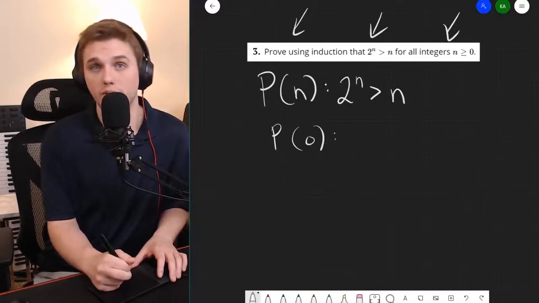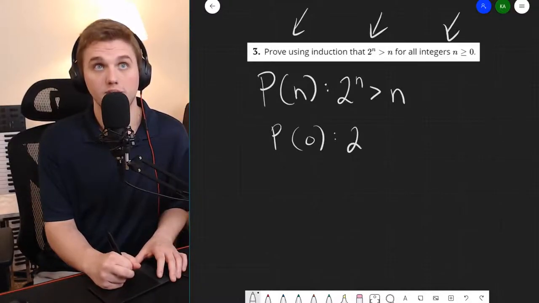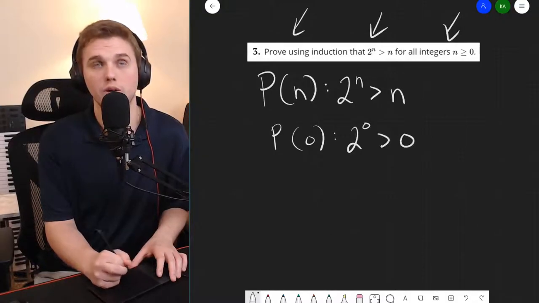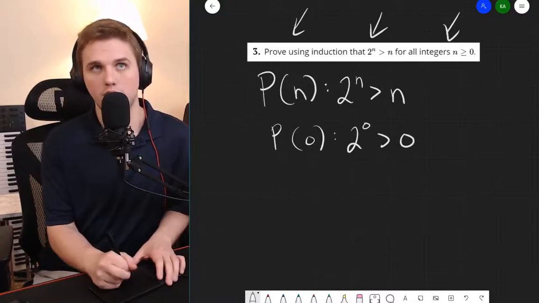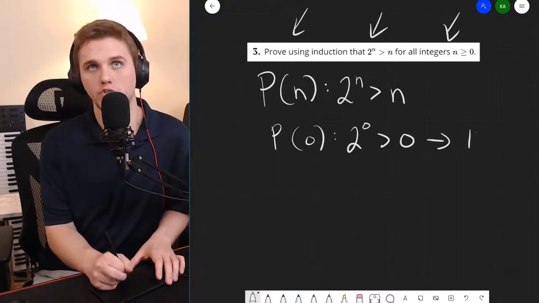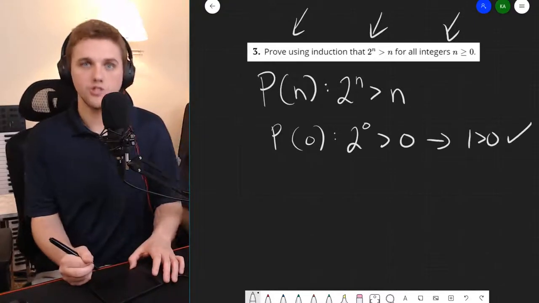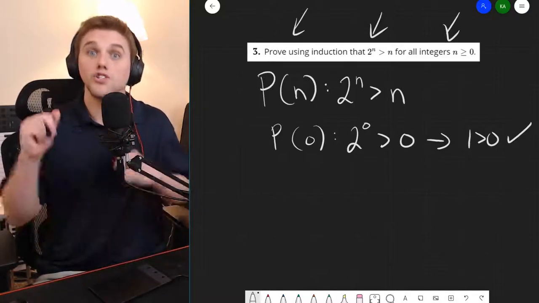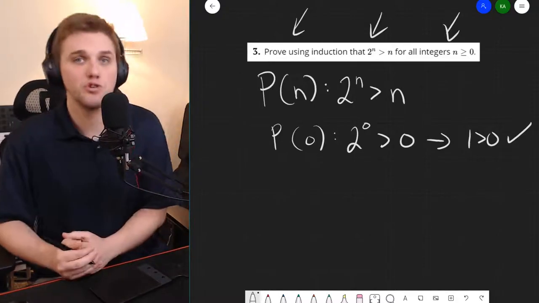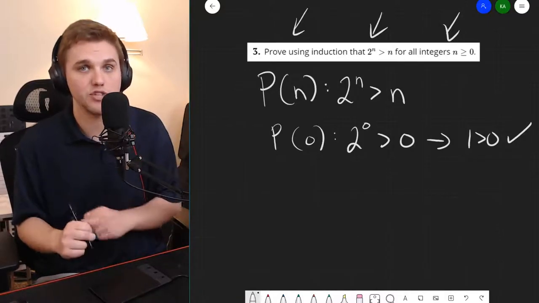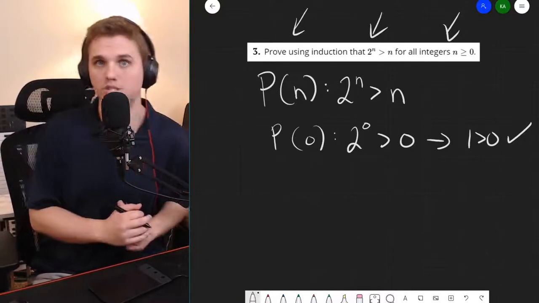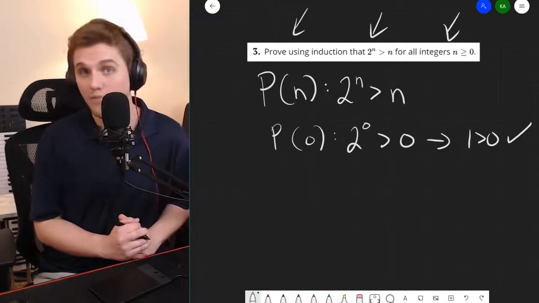What is P(0)? Well, it says 2^0 is greater than 0. Is P(0) true? Well, let's check. That means that 1 is greater than 0. Yeah, that looks true. P(0) is true. So we just showed that P(0) is true. We are one step closer to proving that P(n) is true for all n greater than or equal to 0.